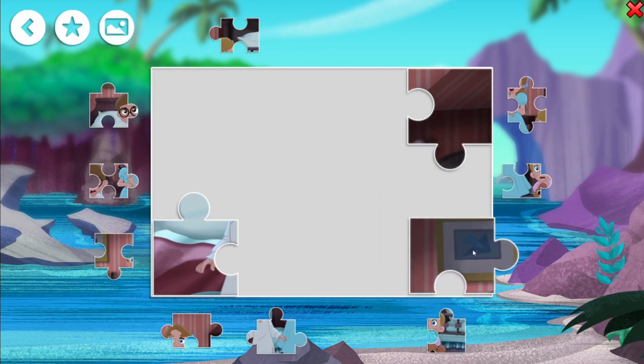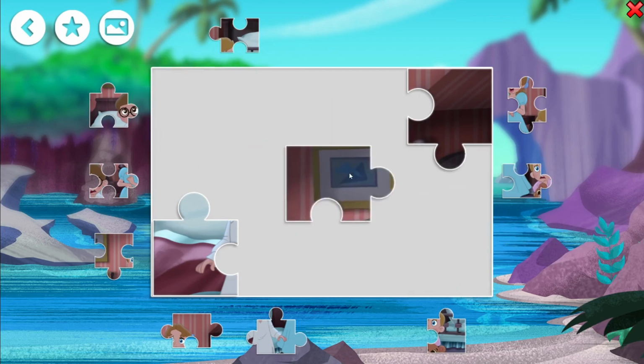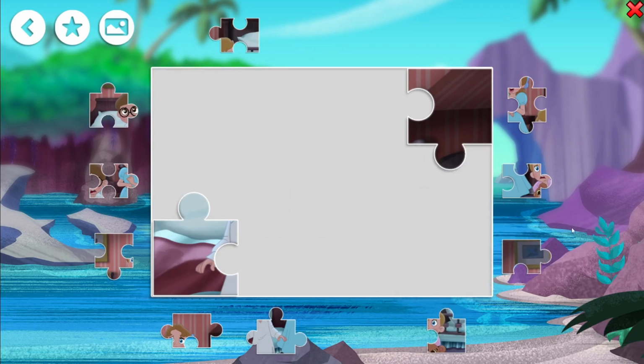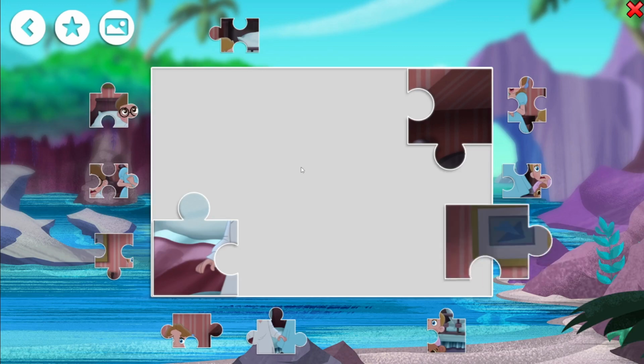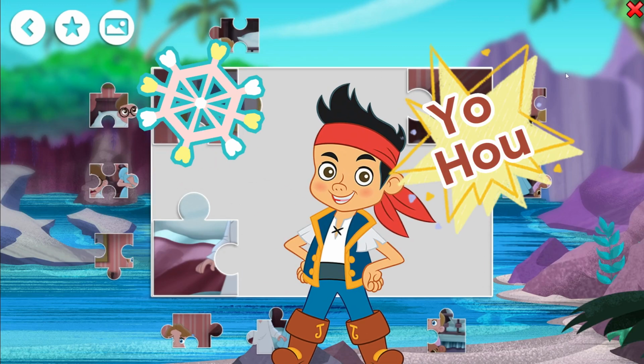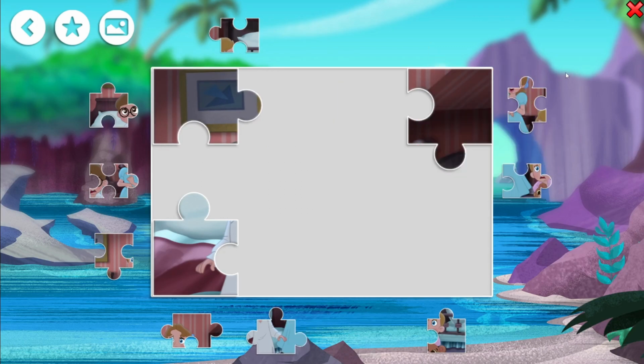This or this? I think so. This. Oh no! No, it's not right. This. Woo! Yes! Yo ho! Jakey. We did it. Now we have 3 corners, and now we need 1 peach puzzles when 1 corners.